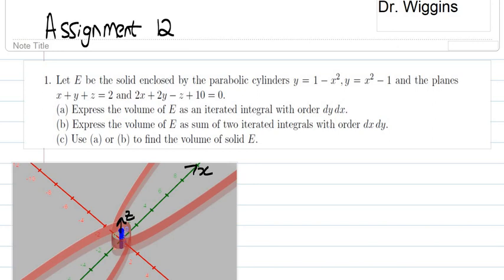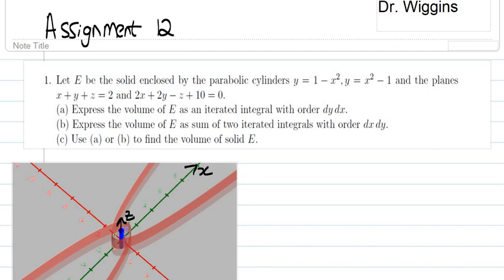Now, to help us understand what the solid E looks like, on the left I've sketched the parabolic cylinders y equals 1 minus x squared and y equals x squared minus 1. You can see they enclose a region in the middle, not quite a cylinder. However, it doesn't have a top and a bottom, so it doesn't have a lid. And this is why we have these additional planes.